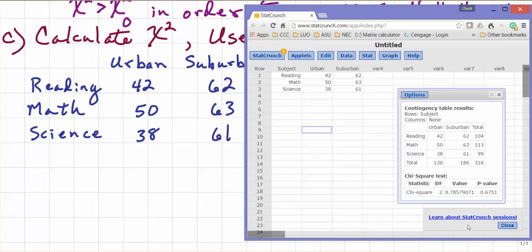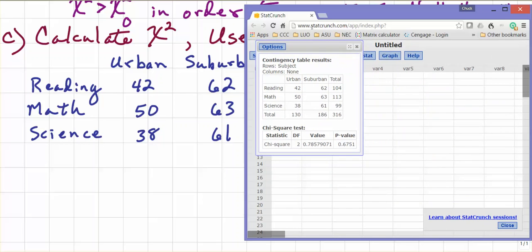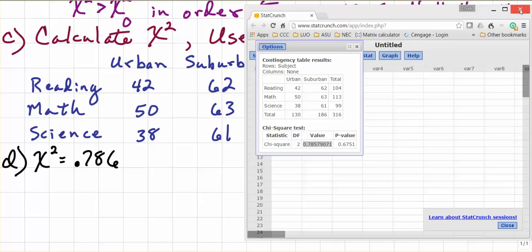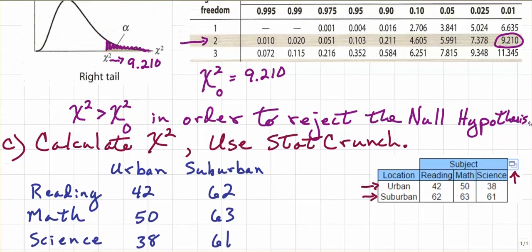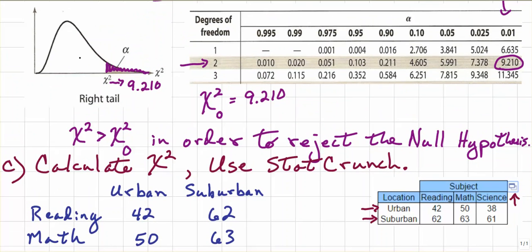So we'll left click compute, and that's going to give us this table. And you'll notice down here that it's got the chi-square value with 2 degrees of freedom being 0.78579, which will round to 0.786. Now that we've calculated our test statistic and know exactly what that value is, we can go back up and we can look at the fact that in our rejection region, it's going to be greater than this value right here. But the value of 0.786 is going to be somewhere right down here.